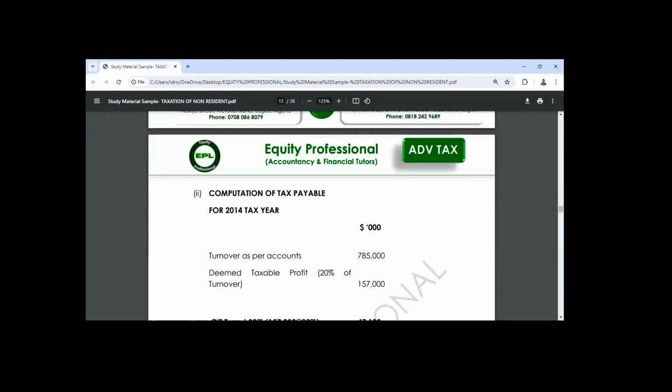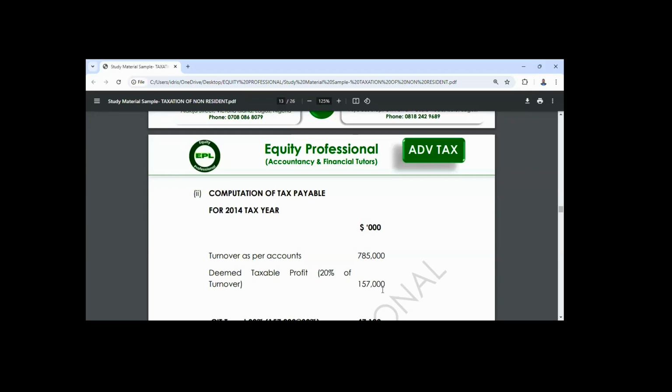How do we get the tax payable? Since we know the turnover, we assume that 20% of the turnover is the assessable profit. Based on what I explained on turnover assessment of a non-resident company, when you only have a turnover, you don't have expenses. You assume 20% of the turnover is the assessable profit. 20% of 785,000 will give us 157,000. That is the assessable profit.